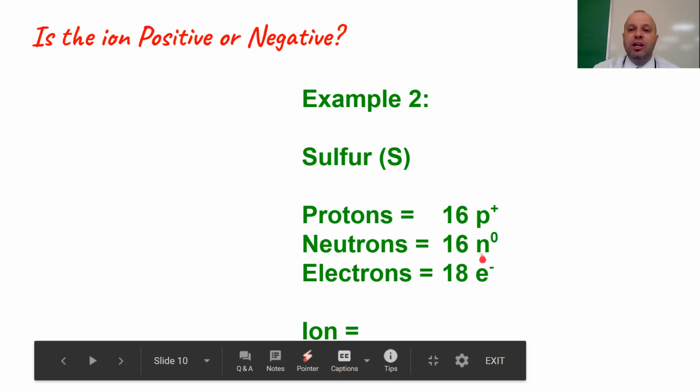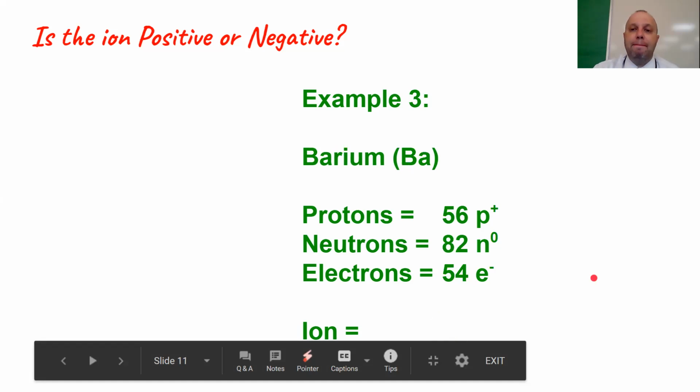And then because we have 2 more, 18 compared to 16, because we have 2 more electrons, we're going to call this a -2 charge. So this ion is going to have a charge of -2 because we have 2 more electrons than we have protons.